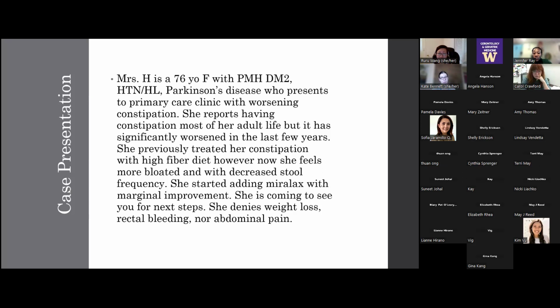She reports having chronic constipation most of her adult life, but it's definitely gotten worse in the last few years. Previously, she treated her constipation with high fiber diet. However, now she feels more bloated and having actual decreased stool frequency. She started adding Miralax with some improvement, but she's coming to see you in terms of next step because Miralax is not cutting it. She denies any significant alarm symptoms such as weight loss, rectal bleeding, or abdominal pain to warrant a colonoscopy. I didn't put this in my case presentation, but I'll just say she had a normal colonoscopy 2-3 years ago.